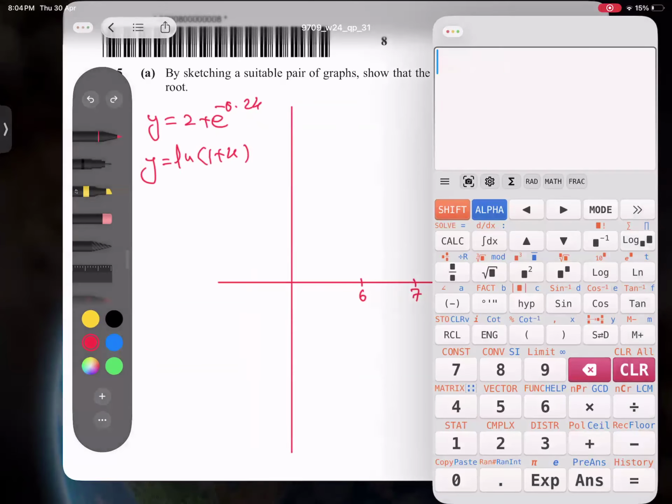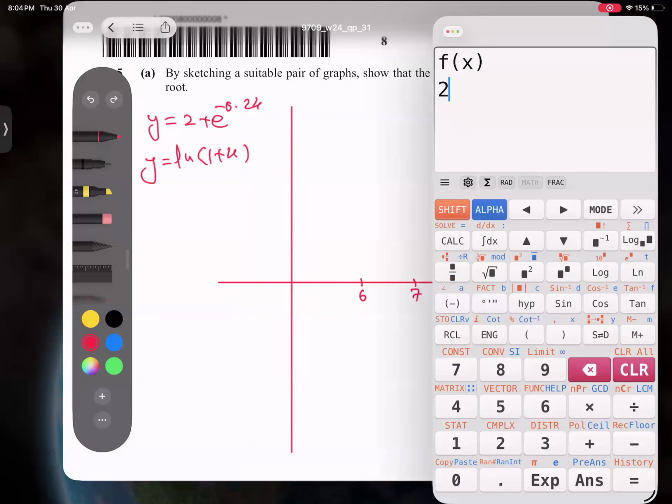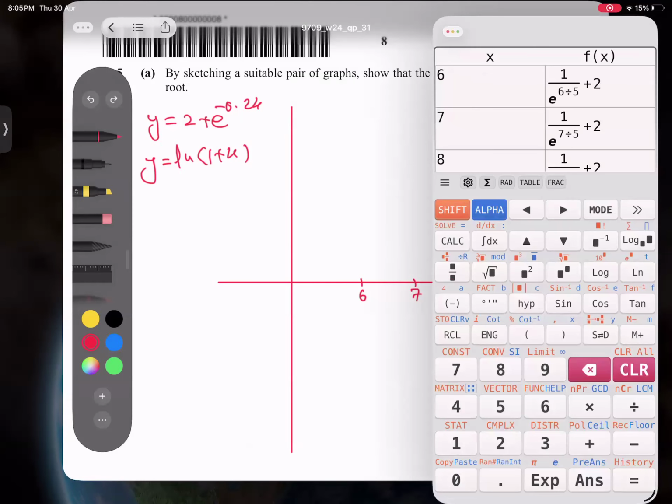So I use the mode function and table function available. I will show it just once. For example, 2 plus exponential, with power negative 0.2 times 2x, and x is this. When I press equal sign, it will ask start from where? I will say start from 6. Ends where? Ends at 10. Step how much? Step is 1. So these values we are getting, you can see clearly, and I can show you the numbers.